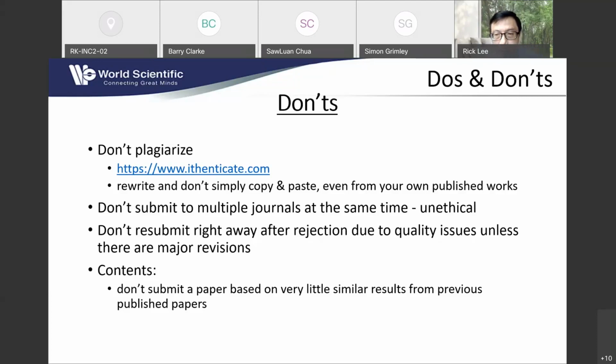I tell you, when we receive something like this, we don't want to spend our time at all. We will reject right away. So you're wasting your own time and also other people's time. Make sure that when you have a quality issue, you do a proper job, a serious revision, before you resubmit again. That part is most important.